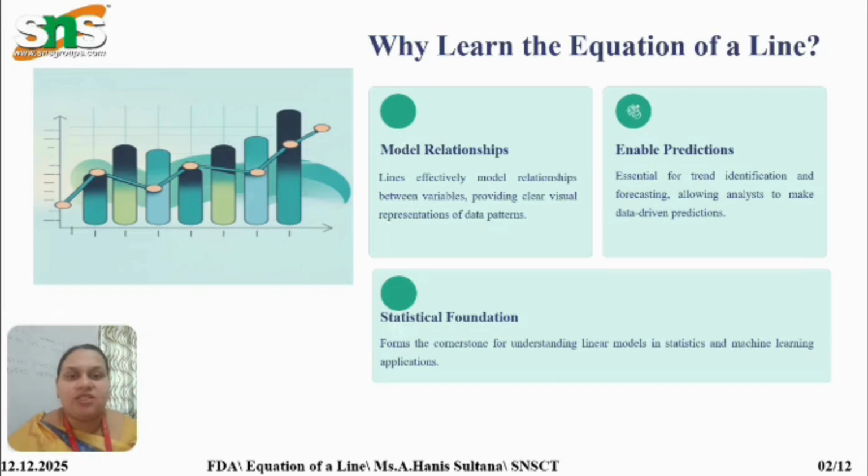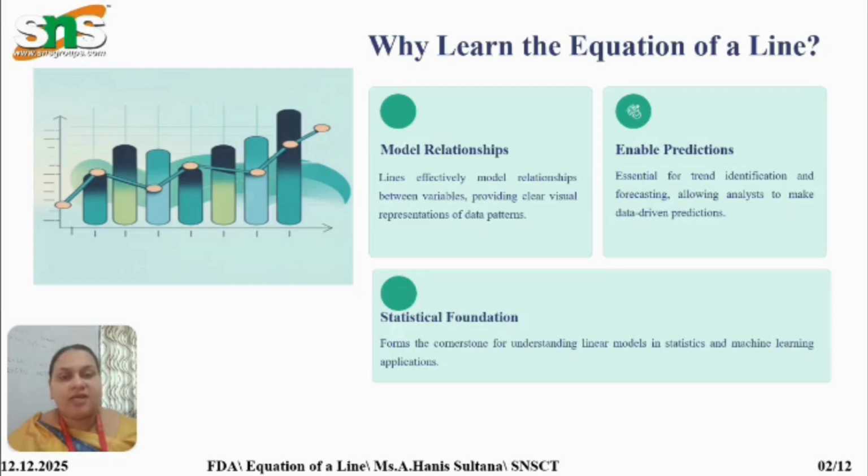Model relationship means, suppose we have two variables, that is x and y. Say for example, variable 1 is x, variable 2 is y. Here y is the dependent variable and x is the independent variable. We assume as it is. So x is independent and y is dependent on x. Suppose if you take the example of advertisement and sales, we have to define which is the independent and which is the dependent.